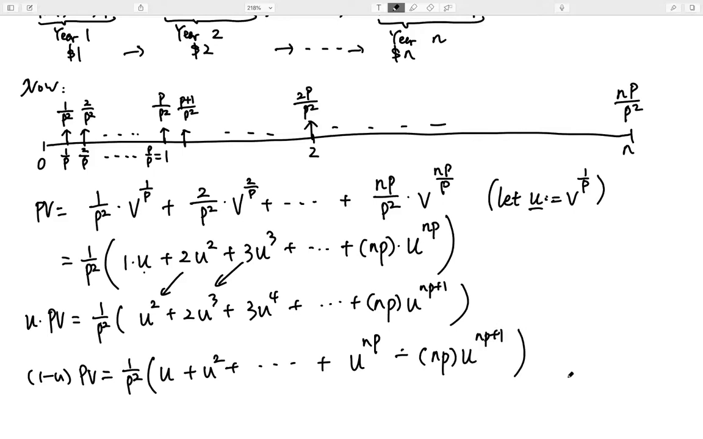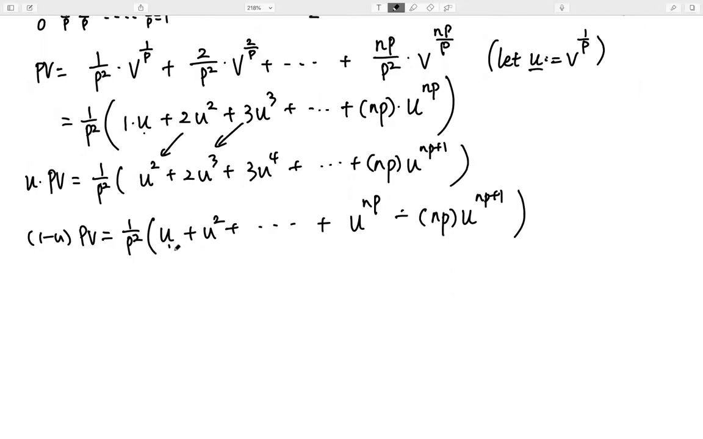Right, and then this part is a standard geometric sequence. You can compute and get everything. That's what we have for the present value. And now let's introduce a notation and put everything in a nice box.